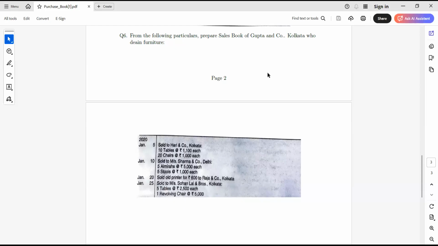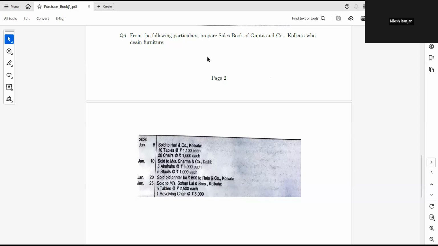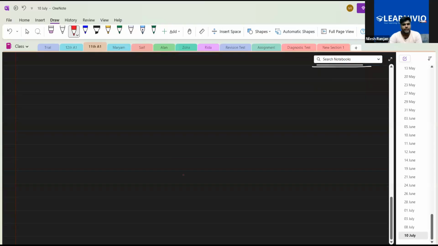Okay. Now we will discuss purchase return. What is purchase return? Do you know the meaning of purchase return? When you purchase something and you need to return it. Any specific reason why we need to return it? Maybe it could be damaged or some defective product. Yes.